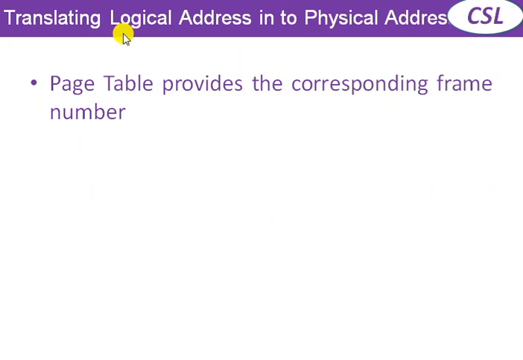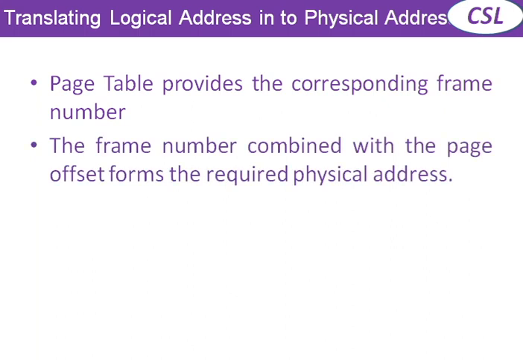Here the page table is the important thing. So after division of the pages and after division of the frames, the operating system and memory management unit develops one table called the page table. On the page table, whatever pages are available in the secondary memory, the corresponding frames are mapped in the page table. Simply, the page table contains frame numbers of the corresponding pages. And the frame number combined with the page offset forms the required physical address.